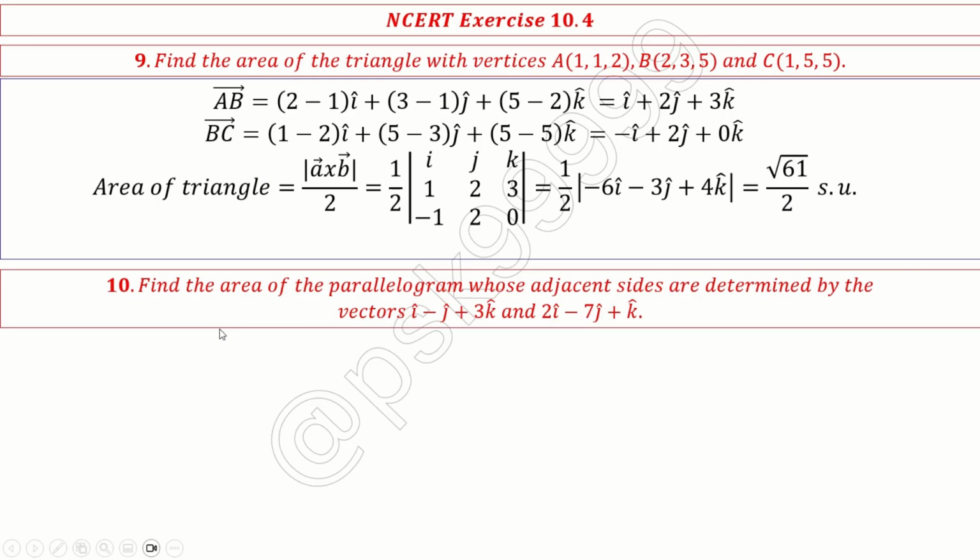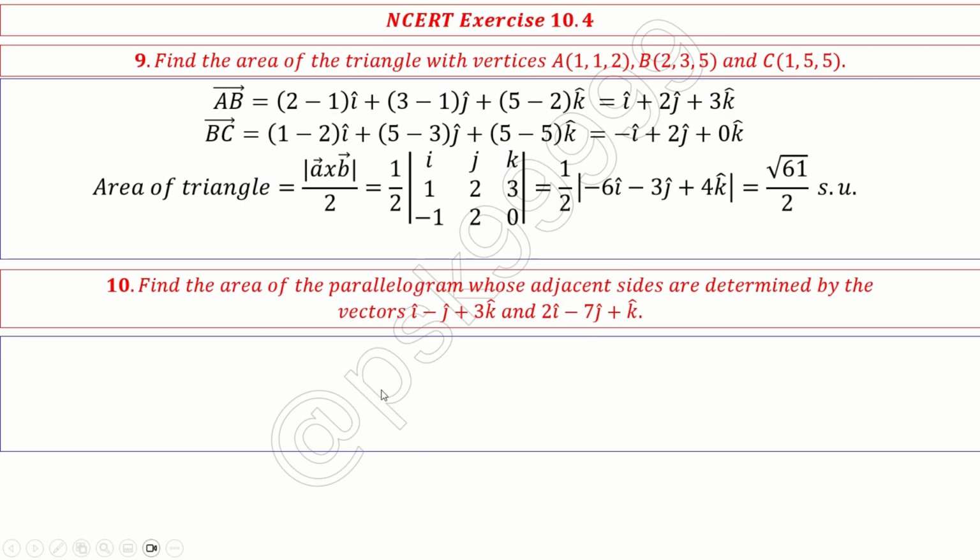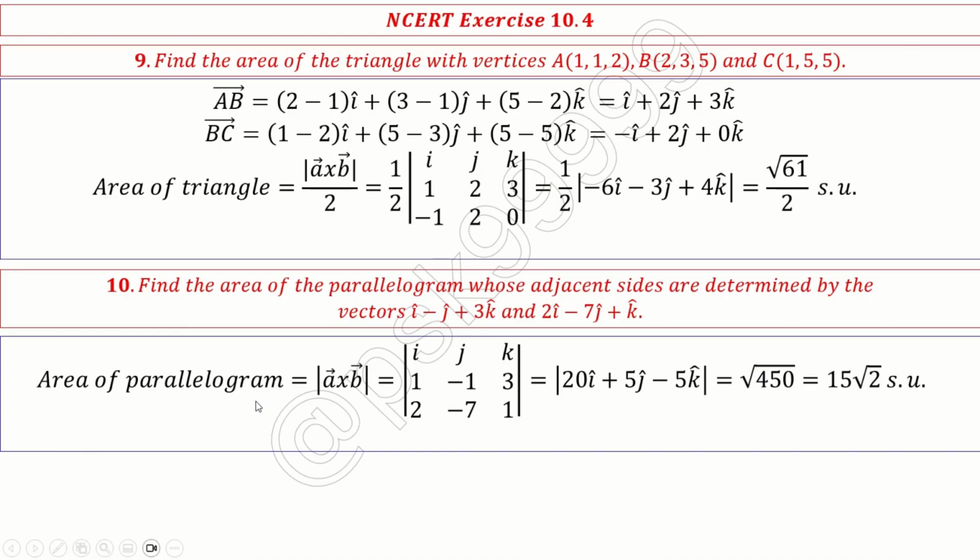Okay. Find the area of the parallelogram whose adjacent sides are determined by these two vectors. Okay. So, this is straightforward. Just do a cross product, right? Okay, area of parallelogram equal to cross product of the adjacent sides only, not opposite sides. Okay, remember this. Matrix form you write, what the answer you will get is 15 square root of 2 square units.